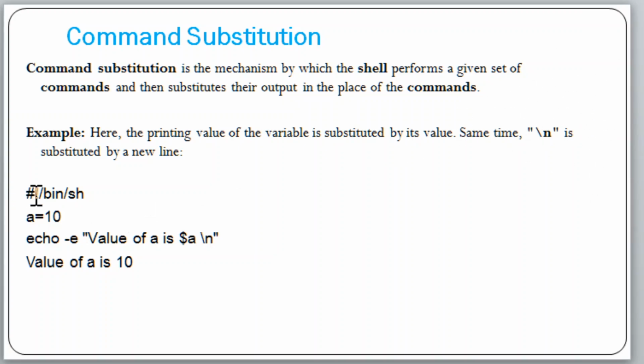So we have a equals 10, and then when we echo -e "value of a is $a" and the new line. So value of a is 10. Okay?